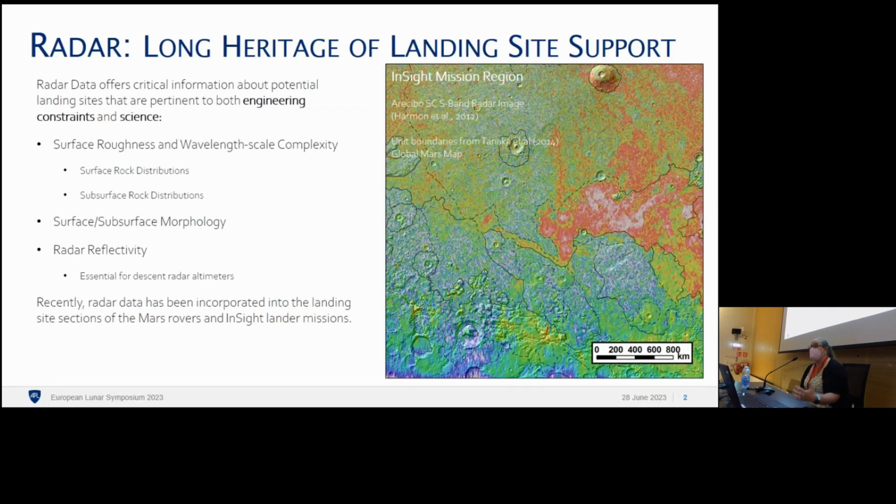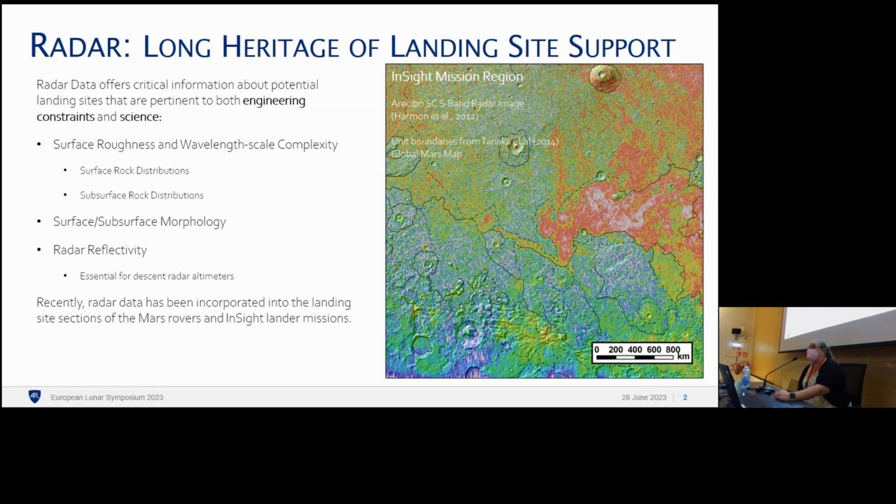Depending on what radar you're using, you get different types of information, and it can tell you a lot about surface rock distributions or subsurface rock distributions, because radar will penetrate into the surface as well. It can tell you about the morphology, both surface and subsurface. And what's really important for landing site support is that ground-based and orbital radars tell you a lot about the radar reflectivity of the surface.